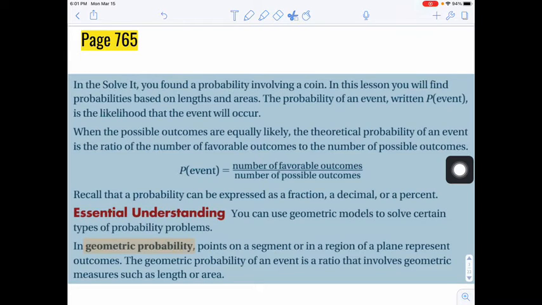You can use geometric models to solve certain types of probability problems. In geometric probability, points on a segment or any region of a plane represent outcomes. The geometric probability of an event is a ratio that involves geometric measures such as length or area.